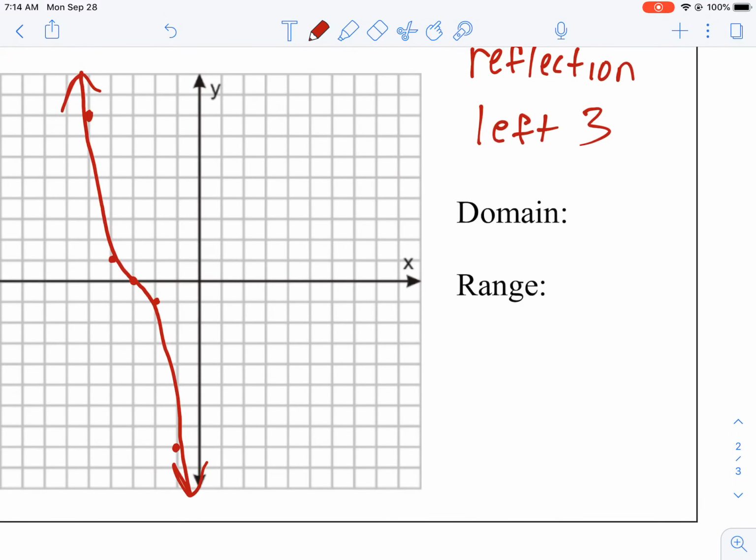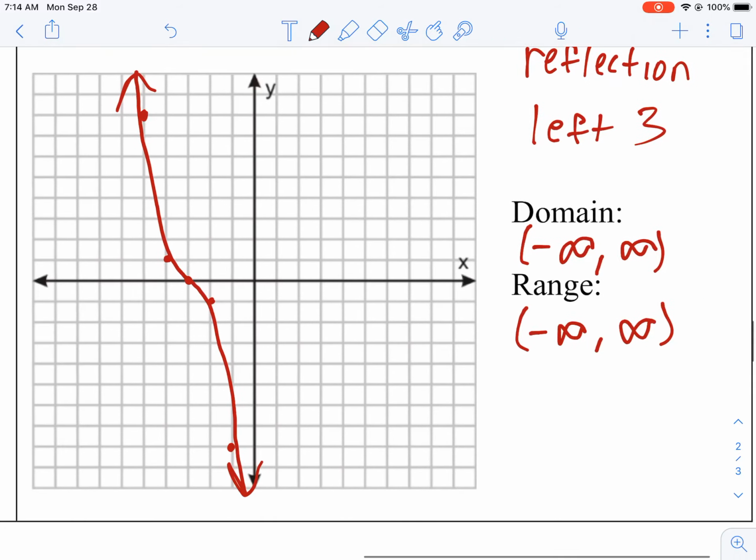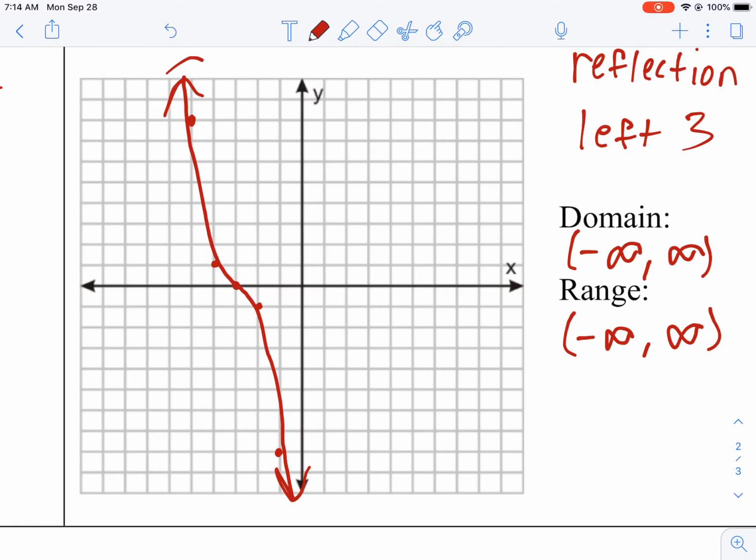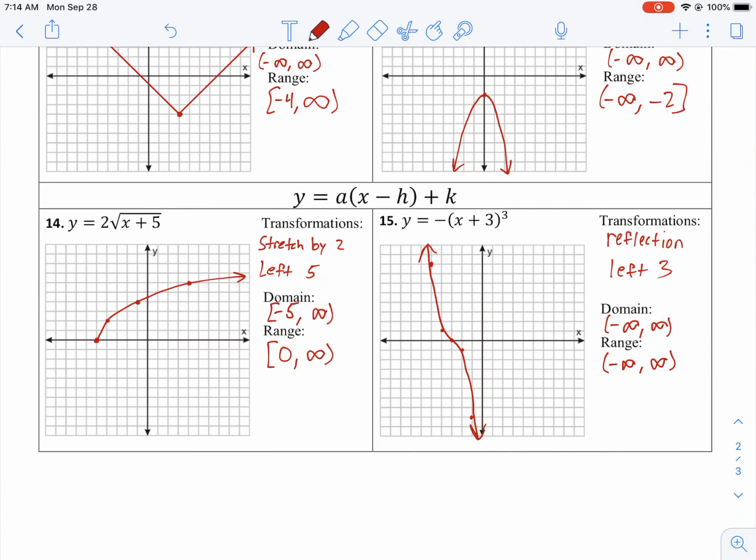And cubics are actually like linear functions. The domain and range are both -infinity to infinity. Because it doesn't turn around or anything, it just goes in opposite directions. We have left and right. We also have bottom and top. So that's going to be both infinities for both domain and range.